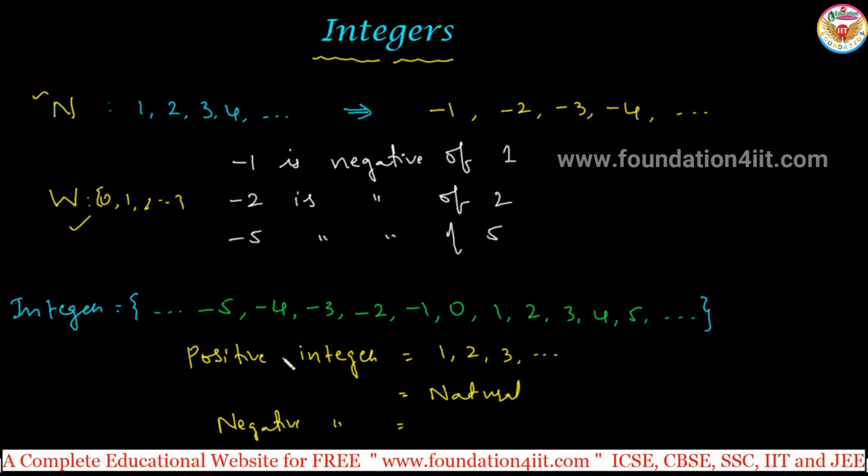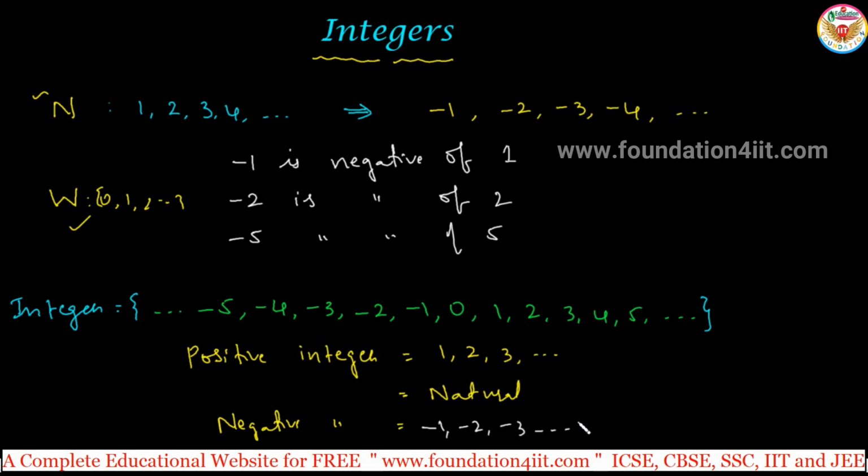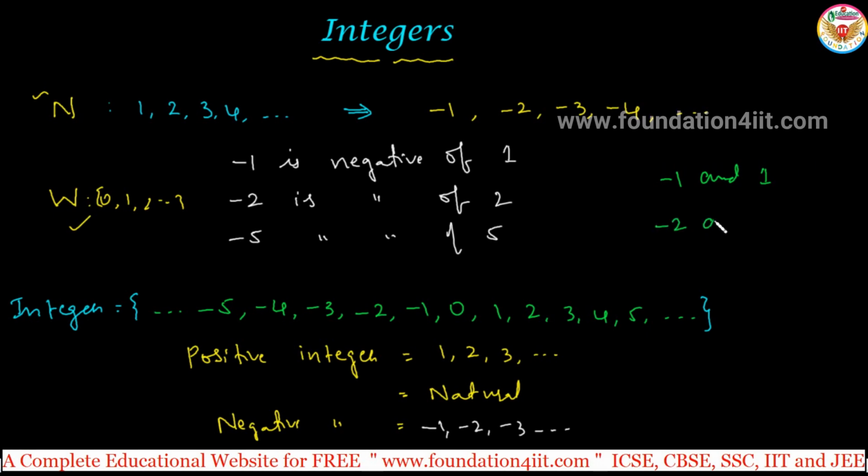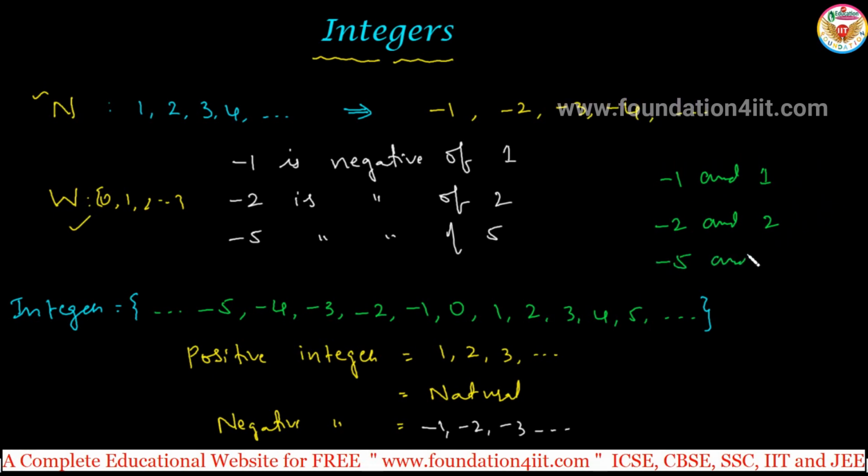Negative integers are the negatives of natural numbers. So those are -1, -2, -3 and so on. This is the set about the natural numbers. Now, opposite to each other: if you see -1 and 1, these are called opposites of each other. Same way, -2 and 2 are opposites of each other. Any number you can take. So -5 and 5, these are all opposite to each other and so on.